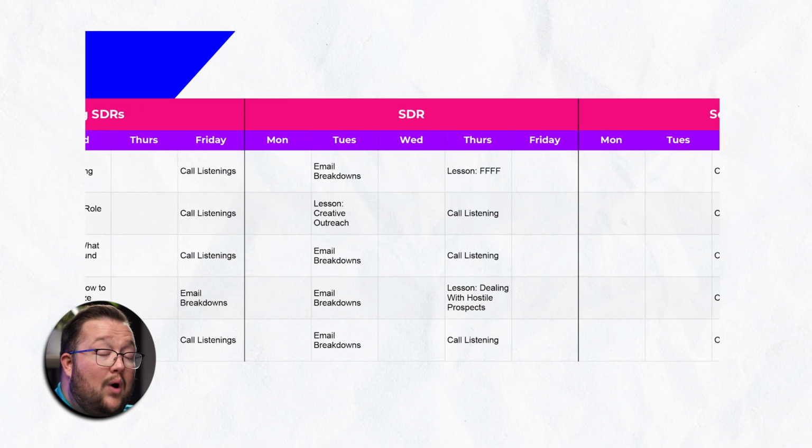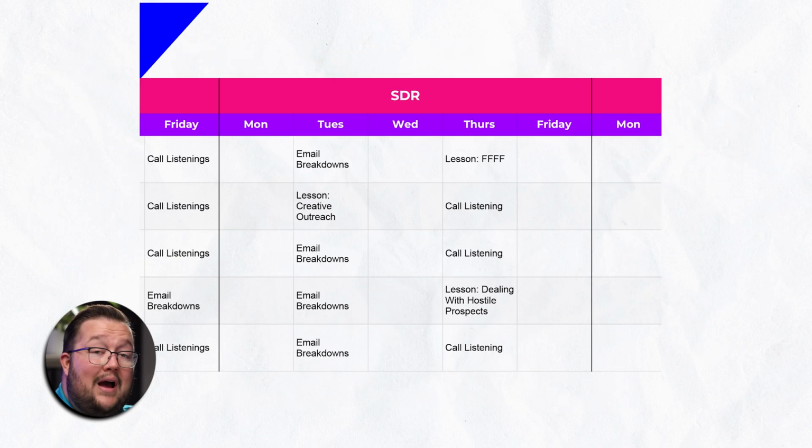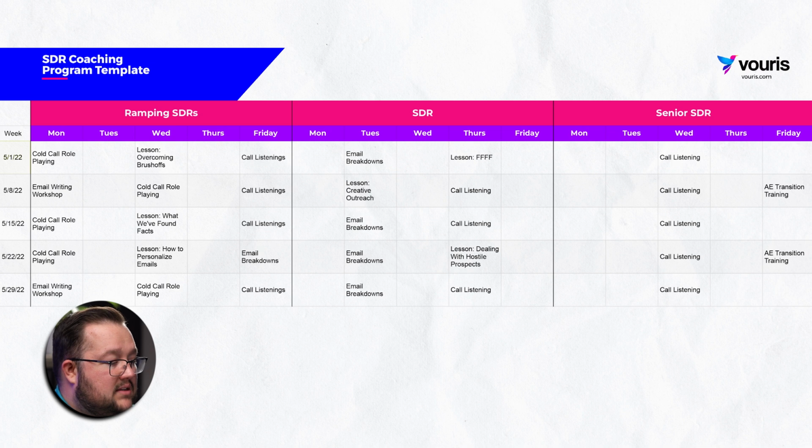So if you only have one stage of SDRs, get rid of the other 2 and just use one. If you do have multiple phases, then go ahead and build out as many phases as you'd like. What you're looking at here in this section for ramping SDRs is a Monday through Friday schedule. And we do the same schedule for the SDR role and then also the senior SDR role. So each phase gets their own schedule. And then there's what day of the week it is.